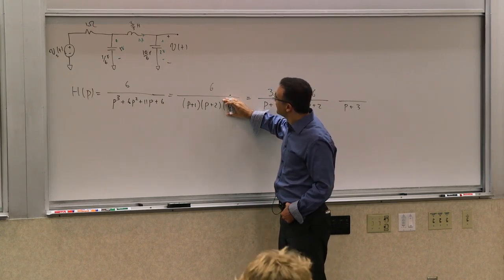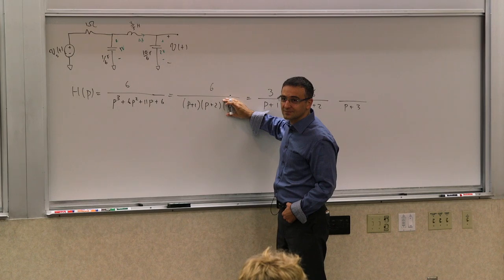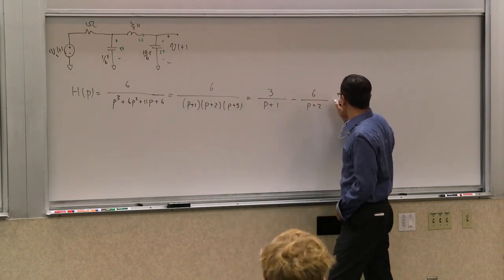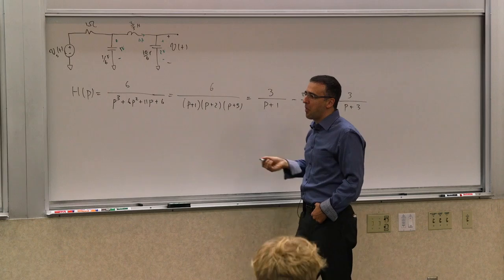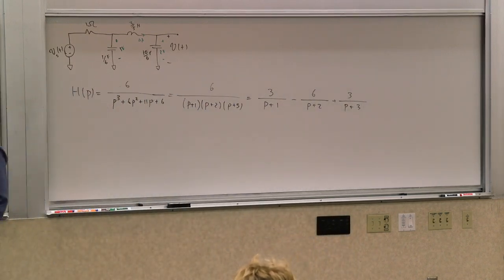Okay, so what do we have? What's the total? 3 plus 3, right? Because you have two negatives. So that's basically what the partial fraction expansion is, I think.